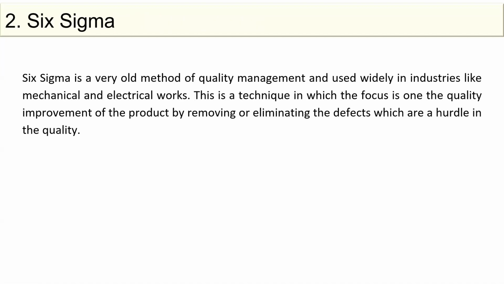Six Sigma is a very old method of quality management and used widely in industries like mechanical and electrical works. This is a technique in which the focus is on the quality improvement of the key product by removing or eliminating the defects which are a hurdle in the quality.